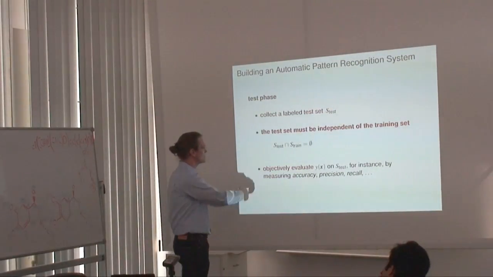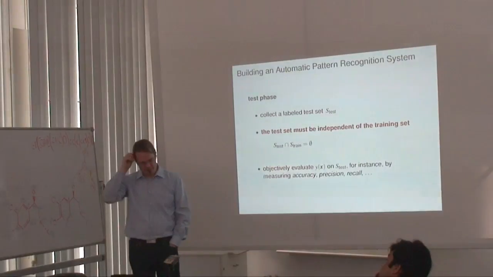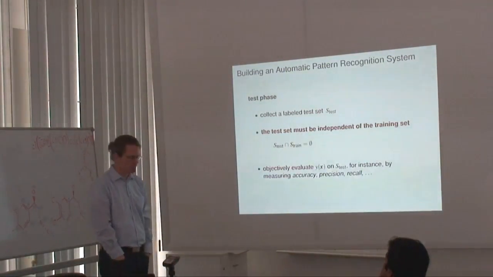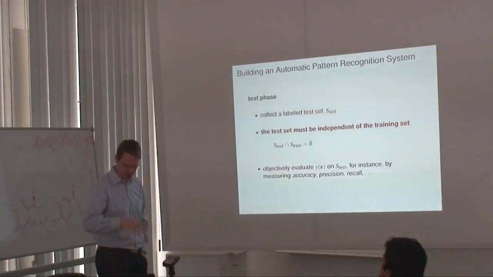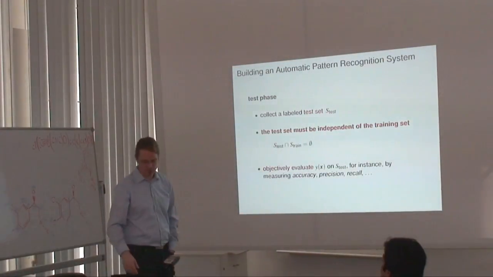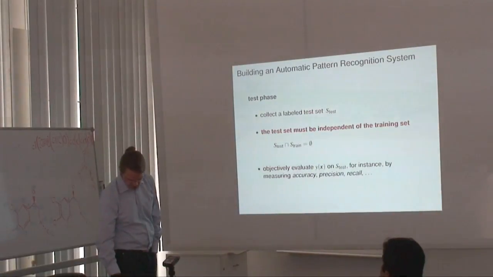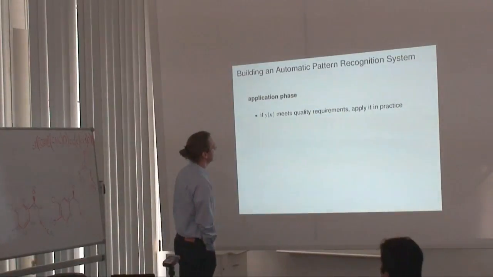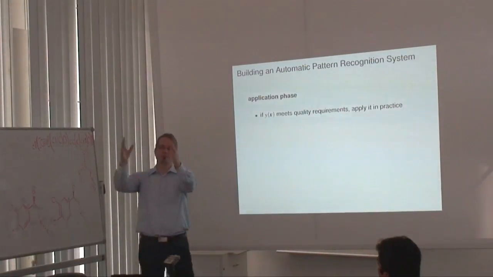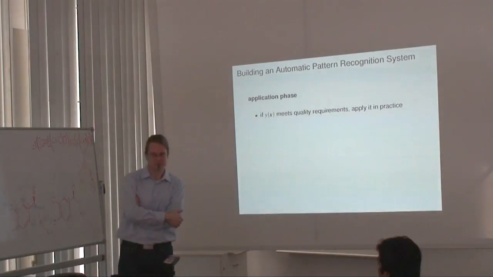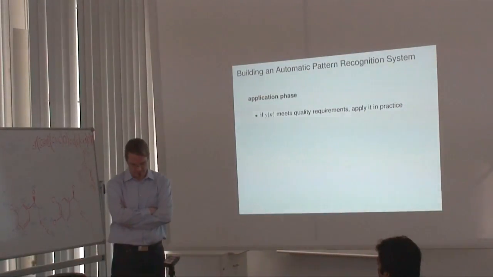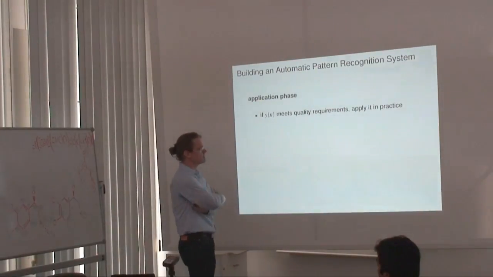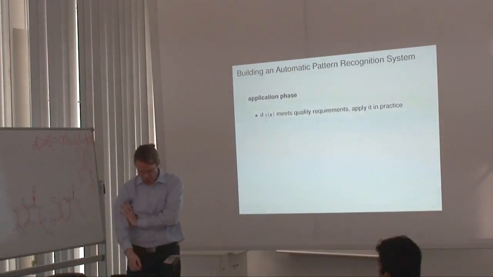How do you evaluate? I say objectively evaluate this. There are a couple of numbers you can compute automatically. These are called accuracy, precision, recall, F1 measure, and so on and so forth. We will talk about them in due time. And now, in the application phase, you roll it out to your customer or for whatever application you need it, right? And I say if the classifier meets the quality requirements, then apply it in practice.